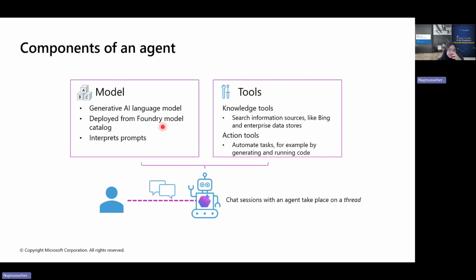Coming to tools, tools allow the agent to search data, run code, call an API, and automate your workflows. So these are the two most important components of your agents, that is model and tools.